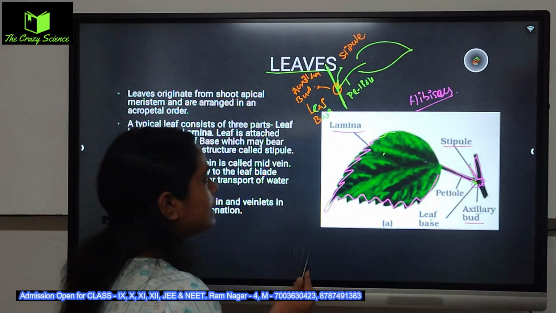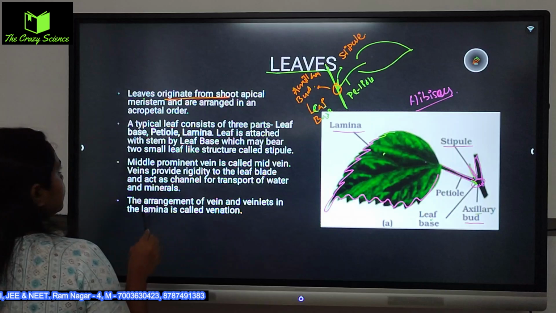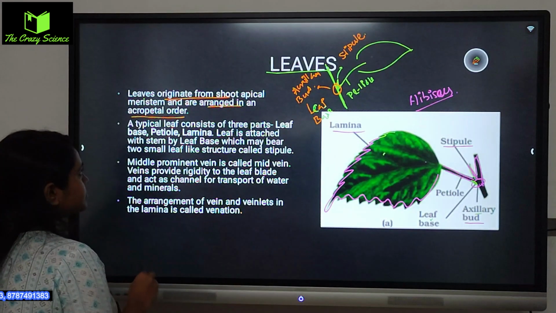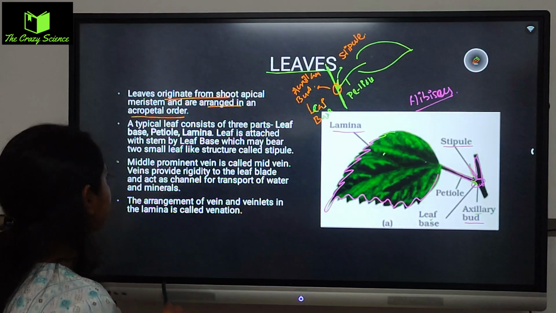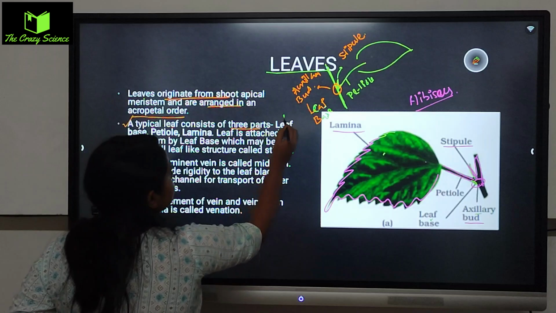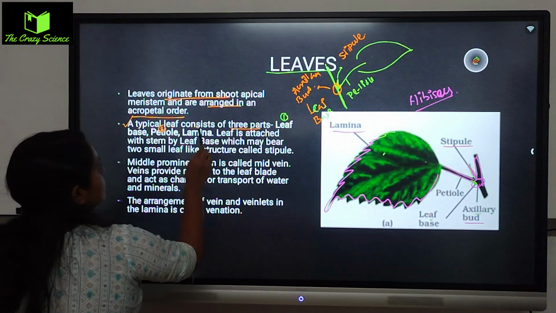Okay, so the entire thing is there. Leaves originating from the shoot apical meristem are arranged in an acropetal order. ঠিক আছে, acropetal order দ্বারা connected থাকে. A typical leaf consists of three parts. The first part is the leaf base, the second part is the petiole, and the third part is the lamina.